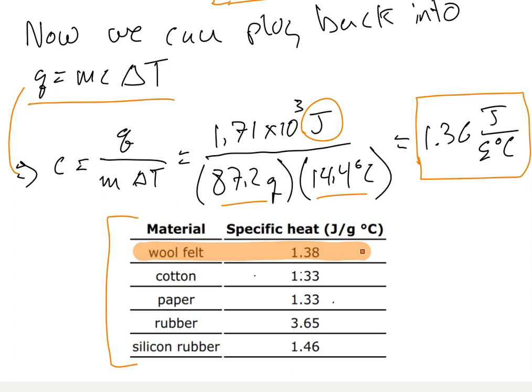Now, of course, this is a necessary but not sufficient condition for identification of material. That is to say, if the heat capacity that you calculate here is nowhere close to the specific heat of a known substance, then you can definitively rule that out. However, just getting a close match like we did right here does not definitively say that we have wool felt. There could be any number of other materials that have a very similar specific heat.